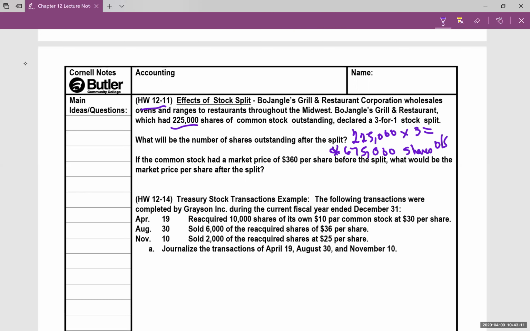If the common stock had a price of $3.60 before the share split, what would be the price after? So in this one we just did before, we multiplied. But now it's worth a third. So this one we divide. So if it was $3.60, then you divide by 3, and now it's $1.20. So apply that concept to homework 12.11.